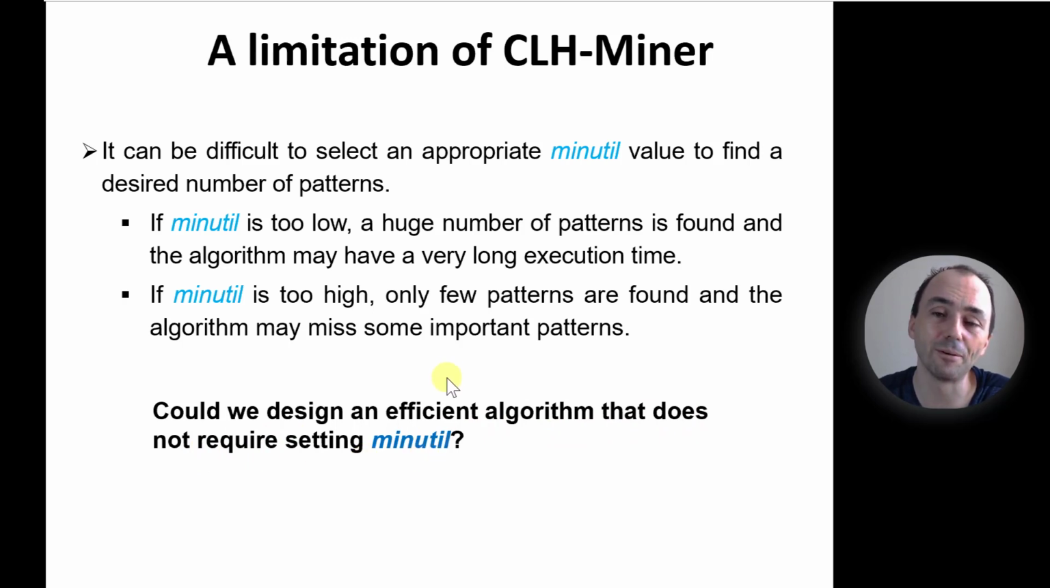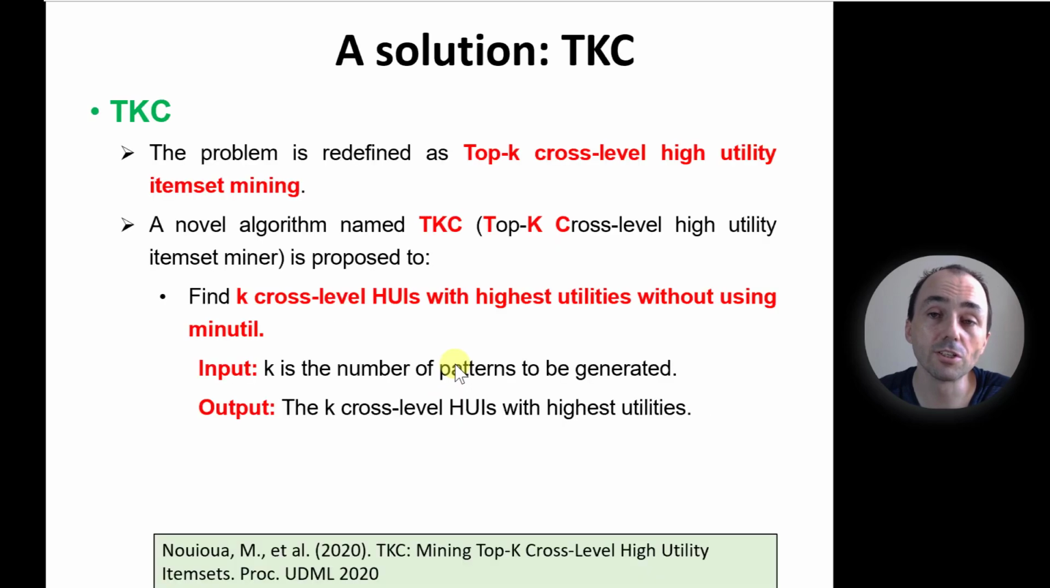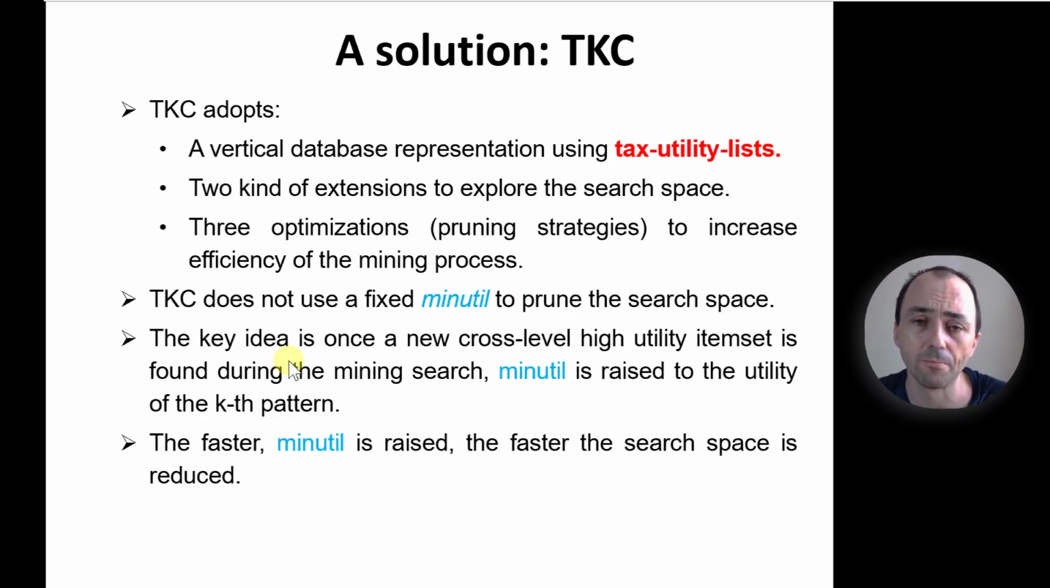So the solution to this is a new algorithm called TKC, designed in this paper. So the idea is we can change the cross-level high-utility item set mining problem to the problem of top K cross-level high-utility item sets. So here a new algorithm called TKC is designed to find the top K cross-level high-utility item sets that make the most money, and we don't need to use the minimum utility. So let me show you how it works.